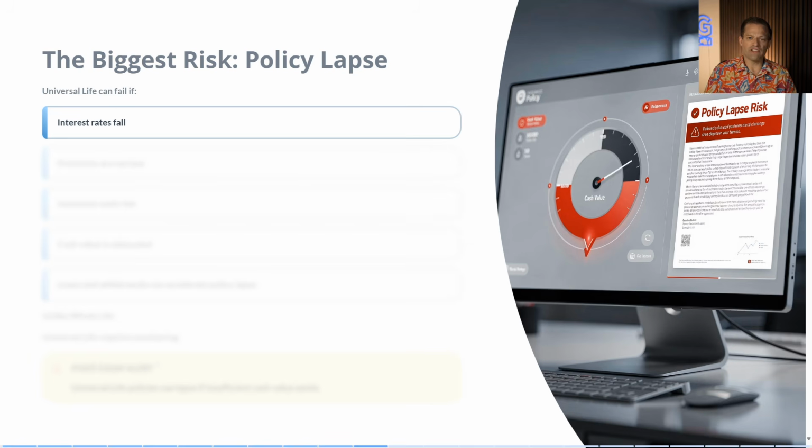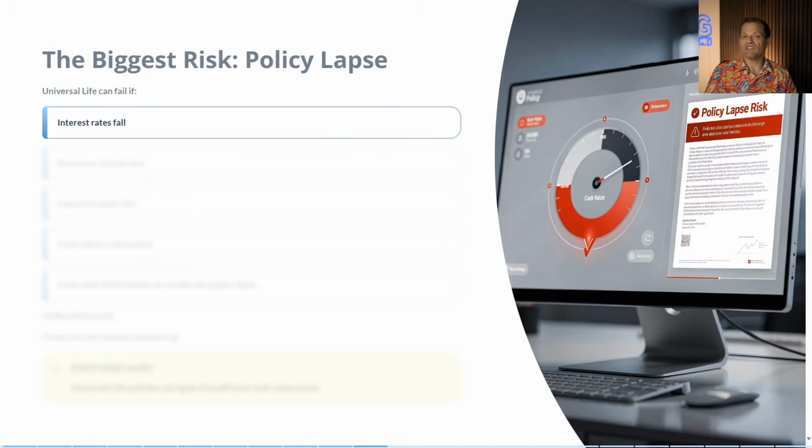So they fail if interest rates fall. It was a big problem back in the 80s. Interest rates used to be super high. And then through the 90s into the 2000s, interest rates just went super low. And since interest rates are a function of what the universal life plans credit, they collapsed. That illustrated minimum couldn't keep up.